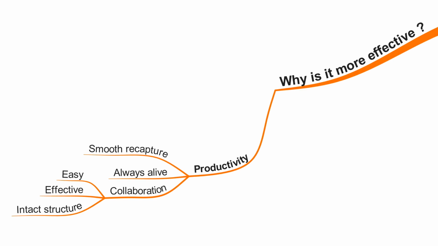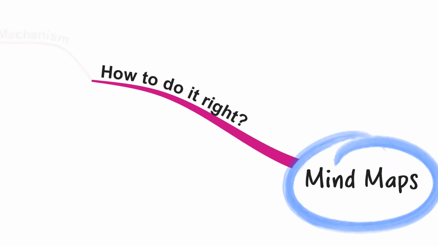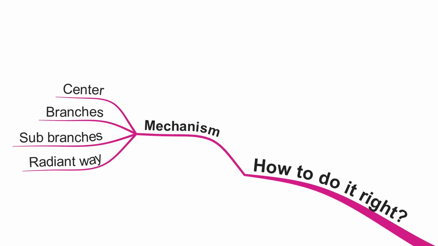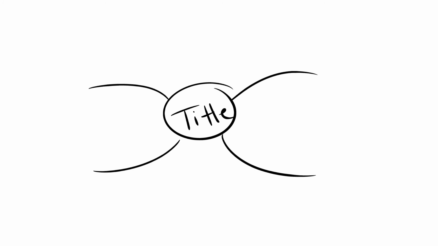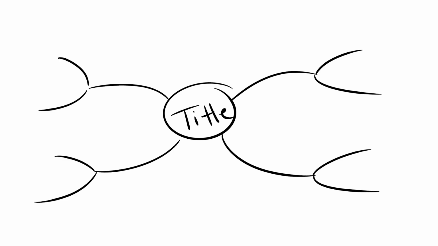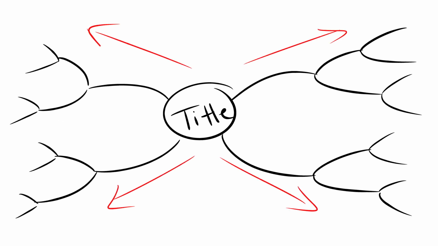So, moving to the final piece of today's topic, which is how to do mind maps the right way. First, you need to be aware of the mechanism, and I think we all know it already. You put the topic or the title in the center of the page, and you create branches for any relevant heading for that title. For each of those branches, you create sub-branches that have relevant subheadings. And you continue doing this back and forth until you have this tree-like mind map.